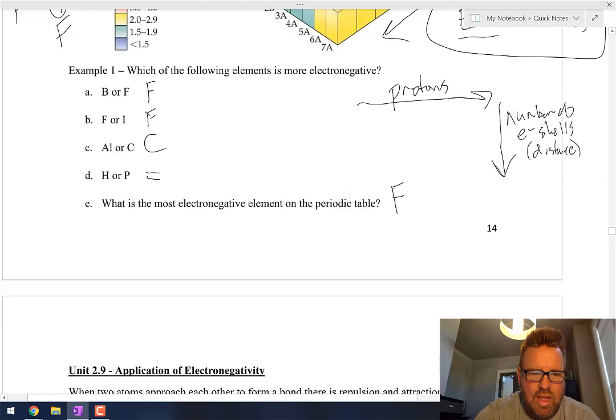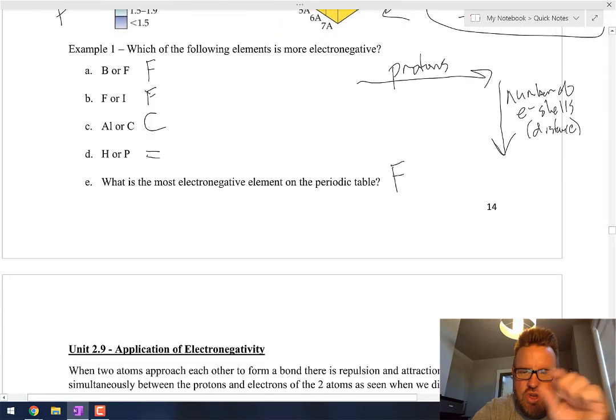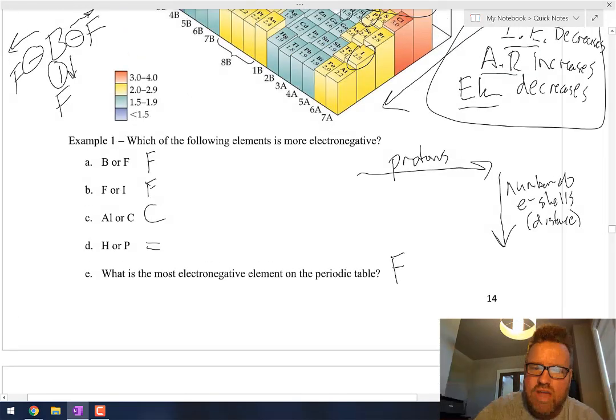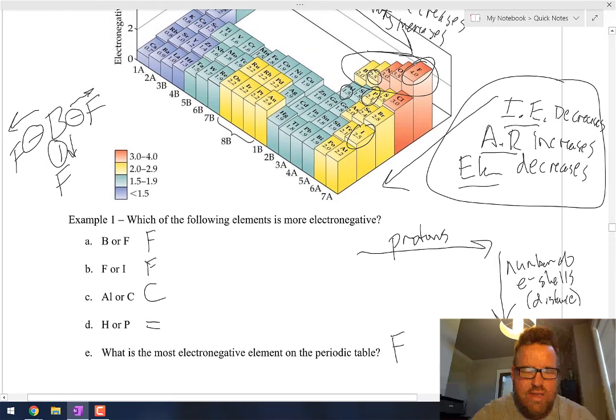Okay, and then we will talk about how do we use that. That's just the introduction there to electronegativity. In our next video, we're going to talk about, okay, how does that apply? How do we use that in chemistry? Because electronegativity is really, really important, and we'll get to that in our next video.